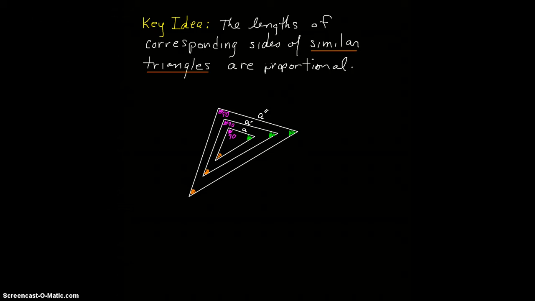So the key idea says if I have a triangle and they're similar, their corresponding sides are proportional. So what's a corresponding side? Well, A, A prime, and A double prime here are all corresponding sides. It's the same side opposite the same angle. So the orange angle in the large triangle is opposite A double prime. The orange angle in the middle triangle is opposite A prime. The orange angle in the small triangle is opposite side A.